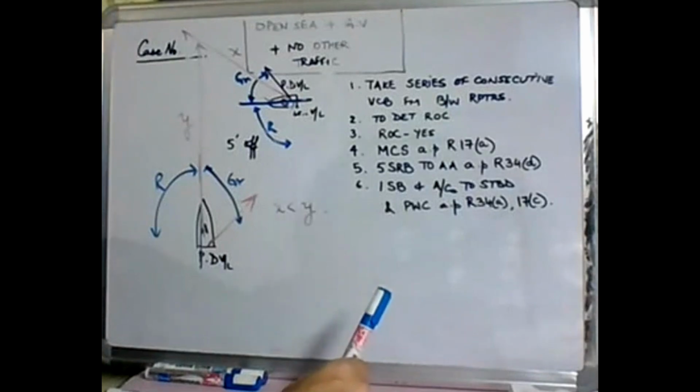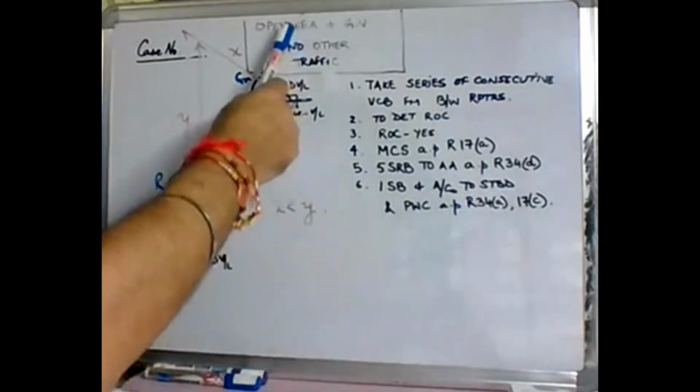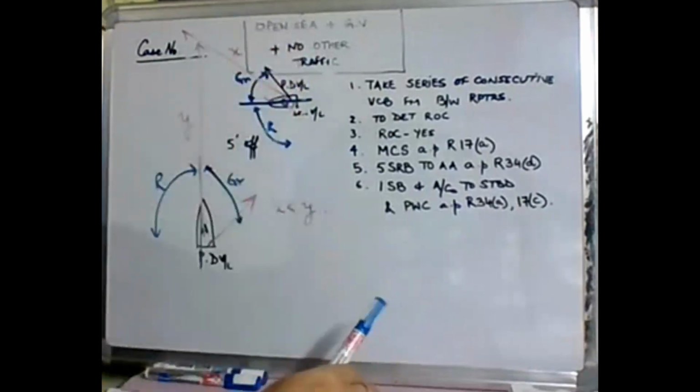Excuse me, sir. बोलो. Sir, what if any obstruction is in our starboard side? Then what we will do, sir? ओके अभी ऑब्स्ट्रक्शन का रुक जाओ. अभी तो ओपन सी रखा है ना मैंने, तभी तो नो अदर ट्रैफिक. अभी कोई ऑब्स्ट्रक्शन नहीं डाल रहा मैं. जब ऑब्स्ट्रक्शन आएंगी तो फिर मैं उसको बताऊंगा. I will come to that also. Okay, sir. उसका भी एक केस कराऊंगा, बट अभी नहीं.